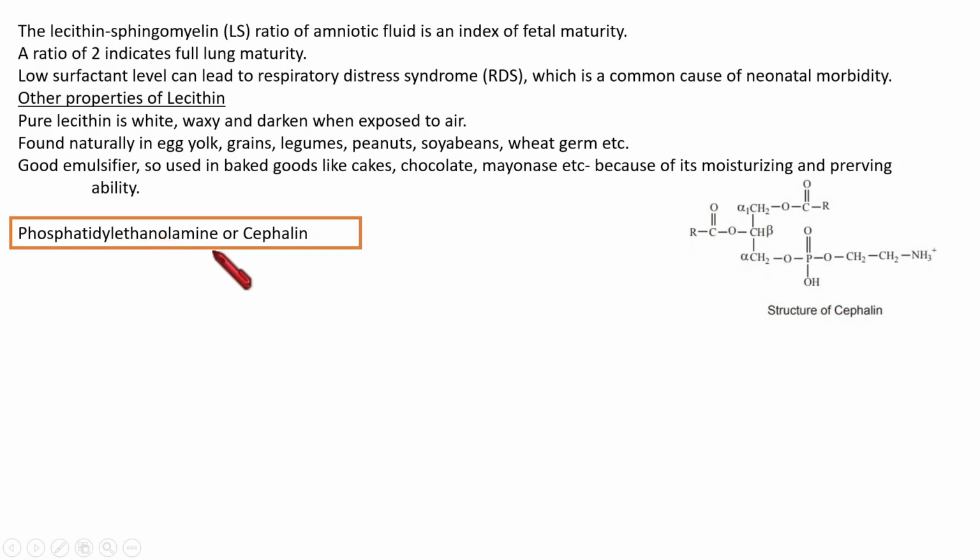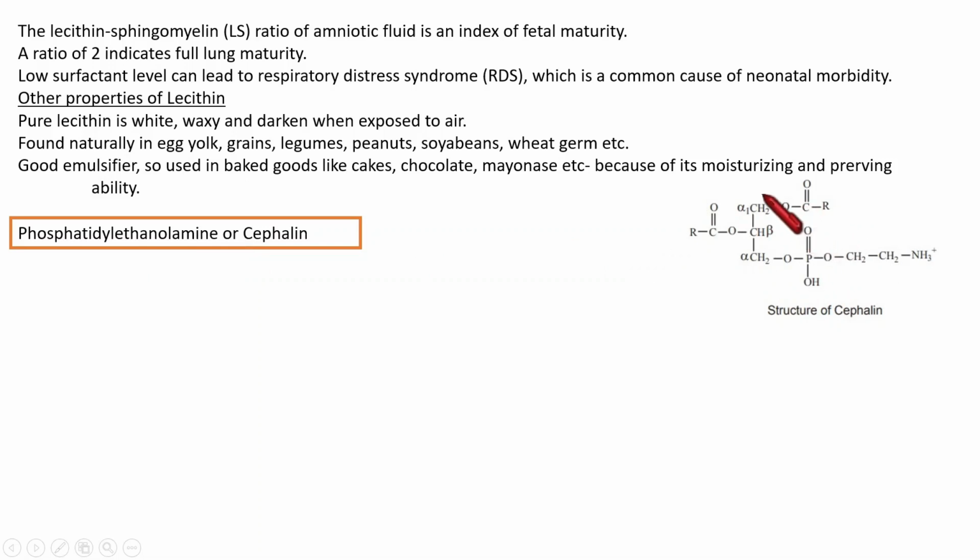Today we are going to learn about another phospholipid, that is phosphatidyl ethanolamine or cephalin. Cephalin is another name. So from the name itself, it's very clear what is that additional group that might be present here. It is ethanolamine. Its structure is shown here.